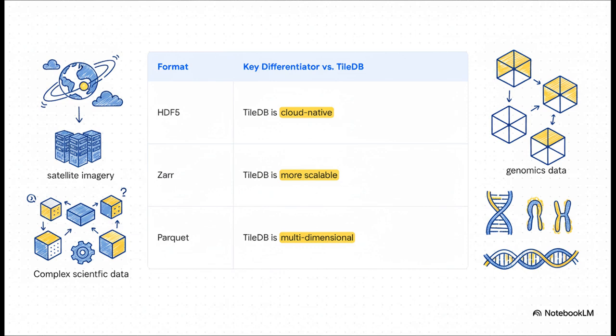Then you've got Zarr. Well, TileDB is generally more scalable, so it can handle these massive enterprise-level data sets without even breaking a sweat. And what about Parquet? Parquet is fantastic for tables, no doubt, but TileDB is truly multidimensional. It lets you work with that complex data in its natural shape. And look, it's not about replacing everything, it's about having the right tool for the right job.